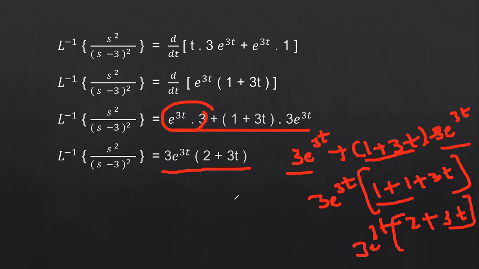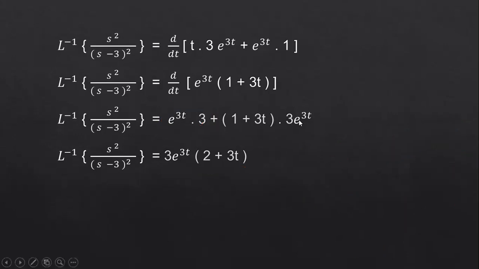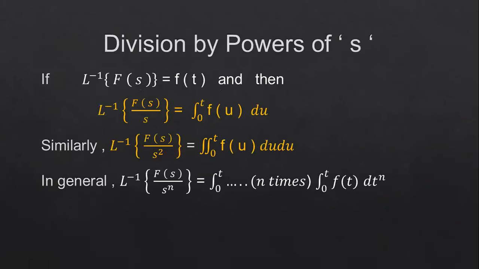So this is the way you have to solve the problem on the multiplication by s power n method. You have to simplify the problems using this method in this way. Next, we'll go for the division by powers of s method. We have seen the multiplication by powers of s method previously; now we will see the division by powers of s method.